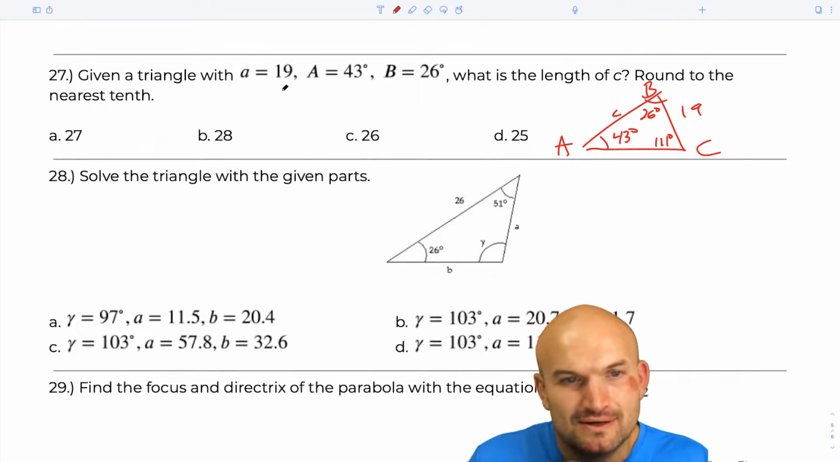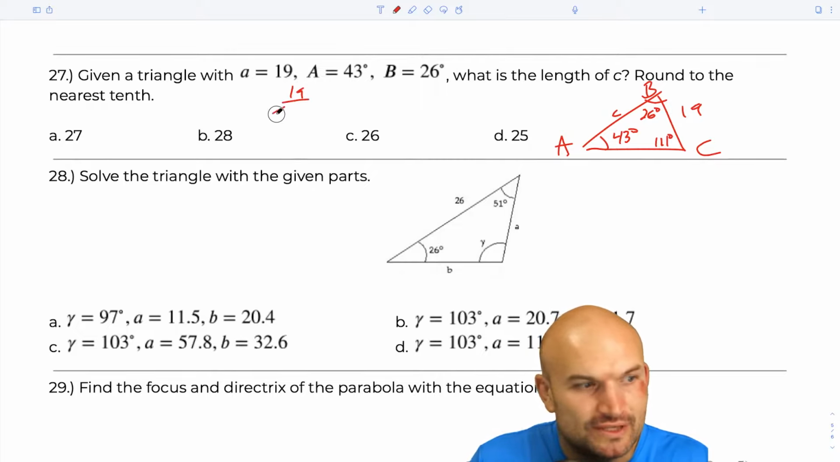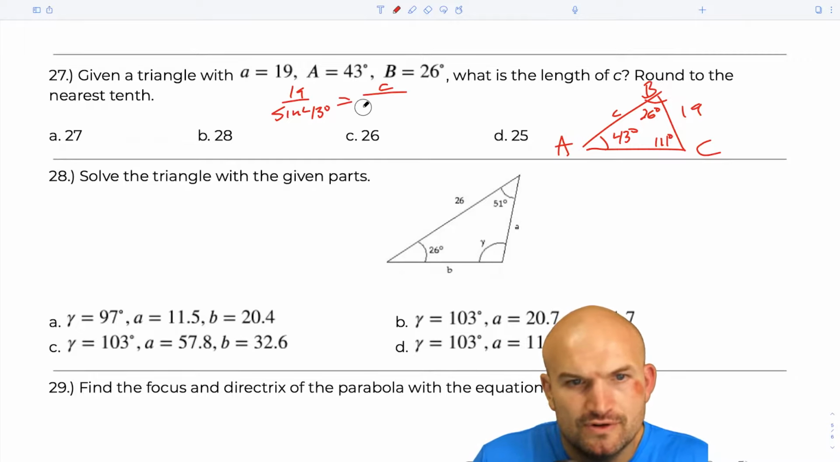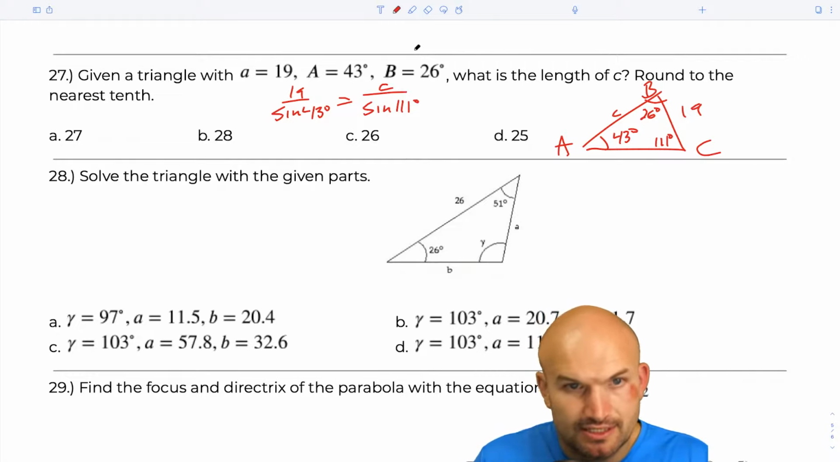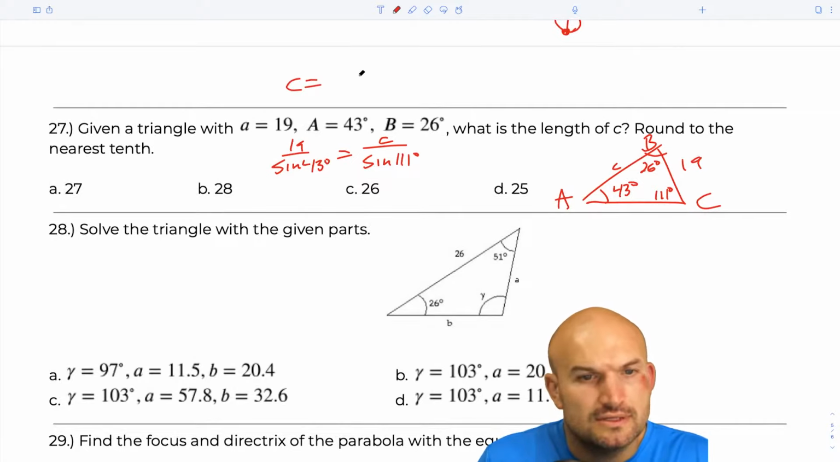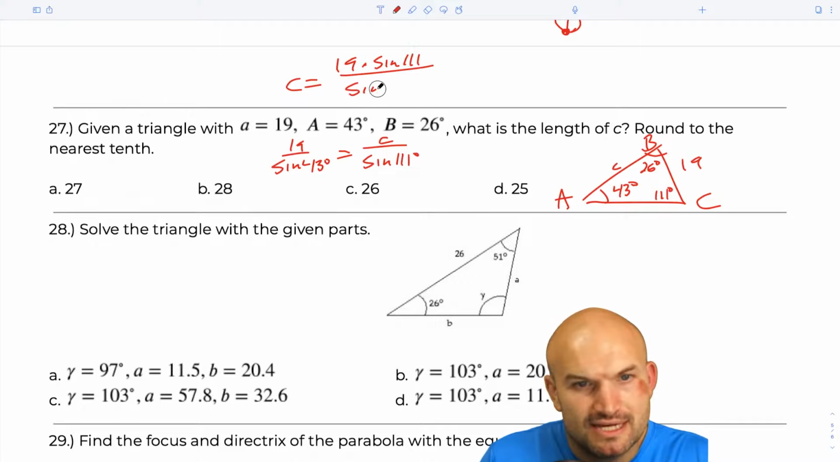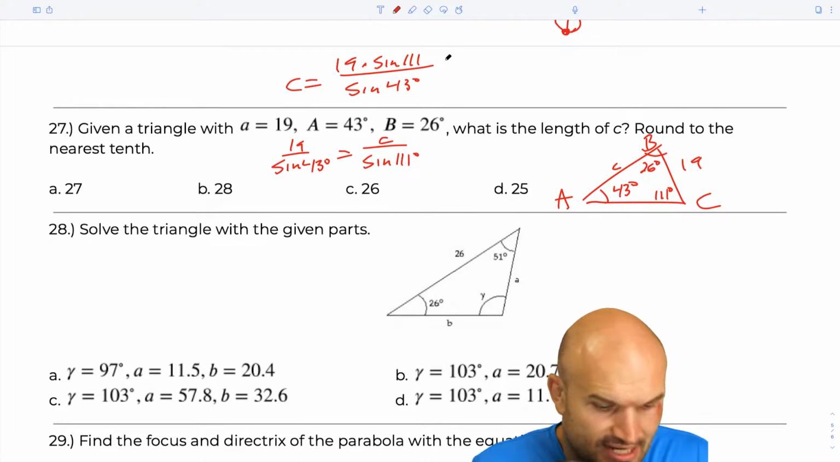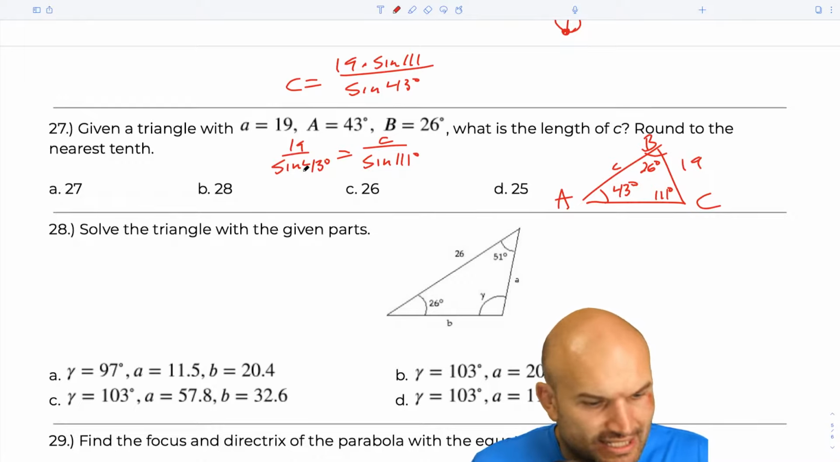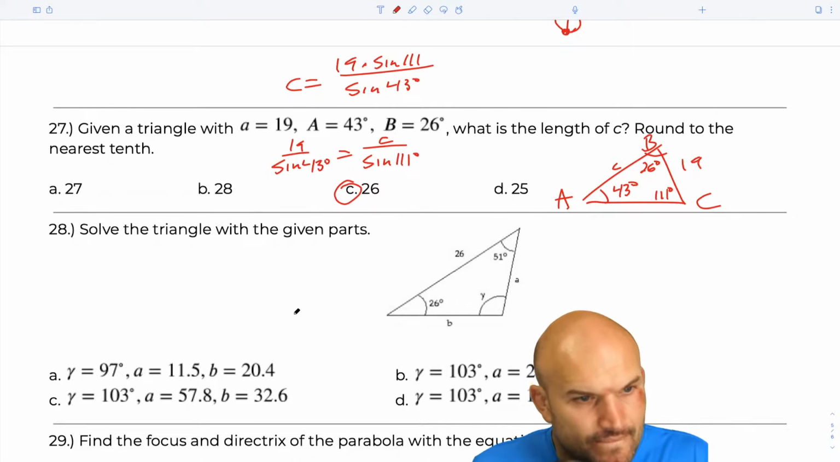All right, so I can set up an equation. 19 over the sine of 43 degrees is equal to c over the sine of 111. Therefore, c is equal to 19 times the sine of 111 divided by the sine of 43 degrees. Let's just plug and chug. And I get 26.008, so that's going to be c.